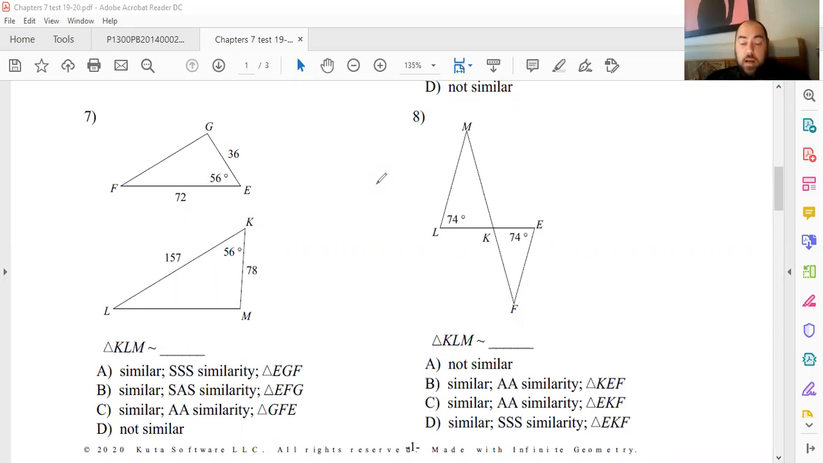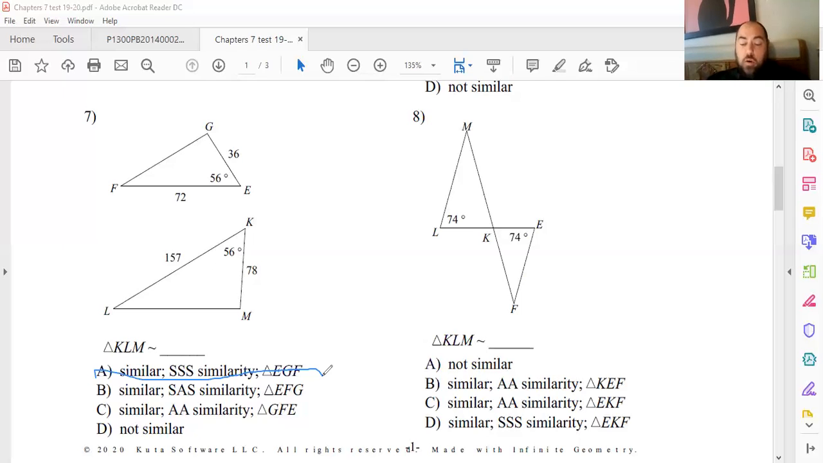Again, we have angles here. And so we have two 56-degree angles. So right away, if I'm looking at this, I can get rid of A, because A says side, side, side, and we don't have all sides. So what I'm really looking for here is I need to go short to long, right? Or short to short, long to long.